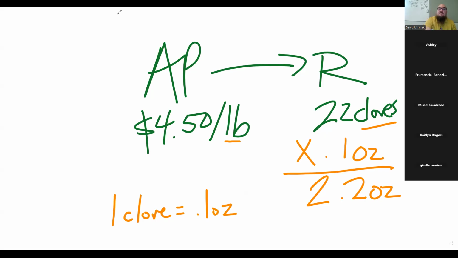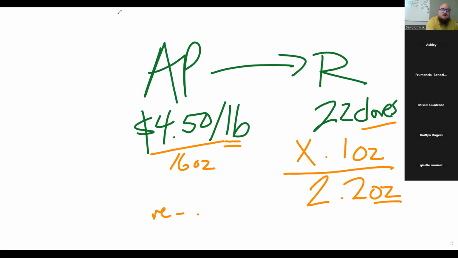Now if I look at pounds and ounces, that's an easy conversion for me to do. So how many ounces are in 1 pound? 16, good. So 450 divided by 16 ounces equals 0.28125. Now, this is money, because this is the cost per ounce.